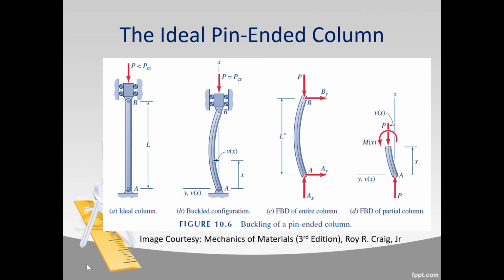Let me repeat again in a short sentence what we discussed in our previous class. When the value of load P is less than the value of the critical load, our column is in stable equilibrium in this straight condition. When the load is equal to the critical value of the load, then our column is in neutral equilibrium in either the straight position or a slightly bent position. But when the load exceeds this critical load, then the column is unstable in the straight position and will buckle under the slightest disturbance.